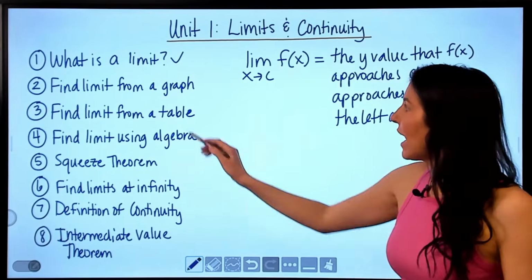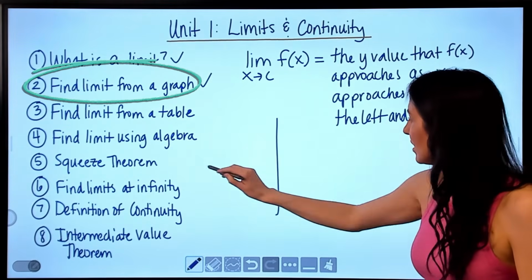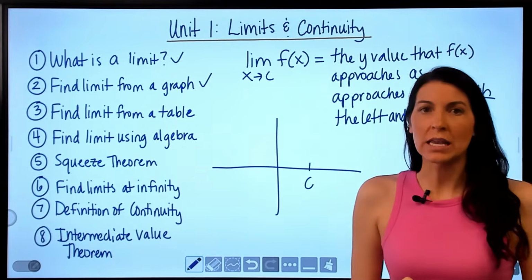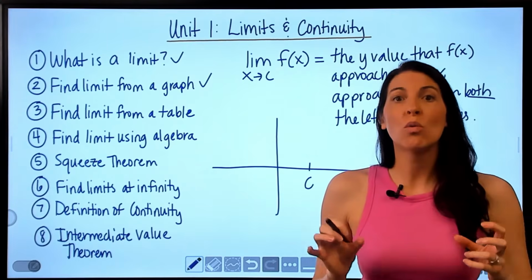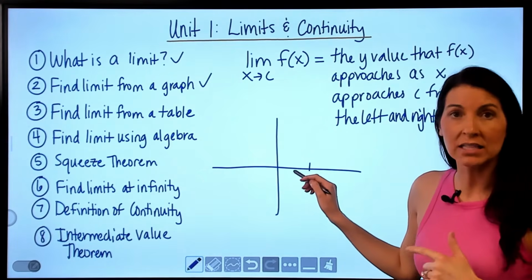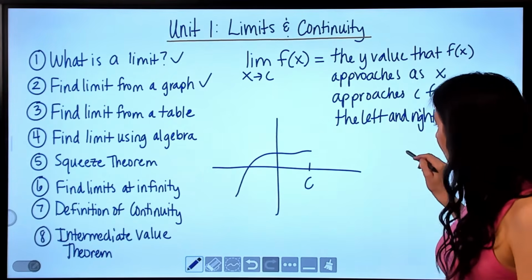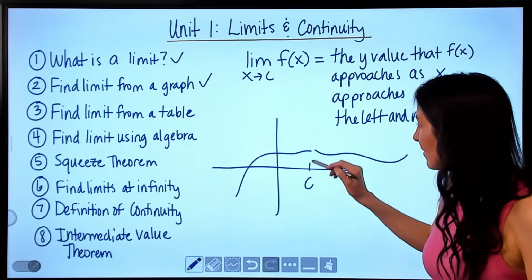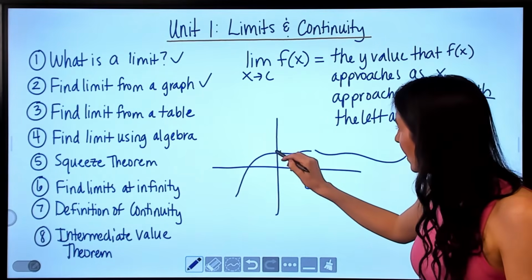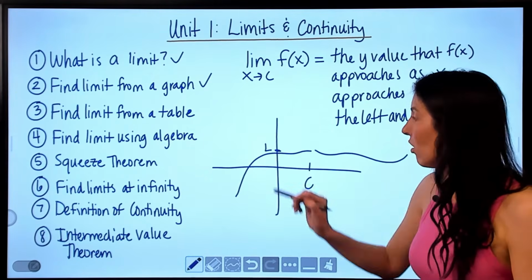So let's talk about how to find a limit from a graph. So if I were to give you a graph of f of x here, and I were to label this as c, again, the limit is the y value that the function approaches from both the left and right-hand sides of c. So as I come in here on the left side of c, and then I come in from the right side of c, this value right here is going to be your limit, and I'll call that L.